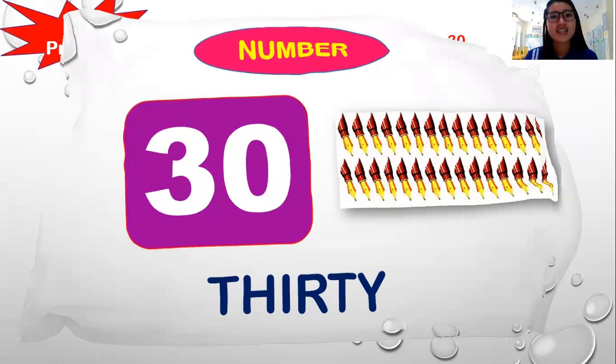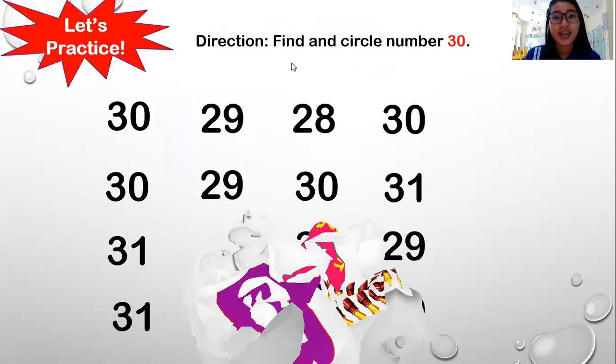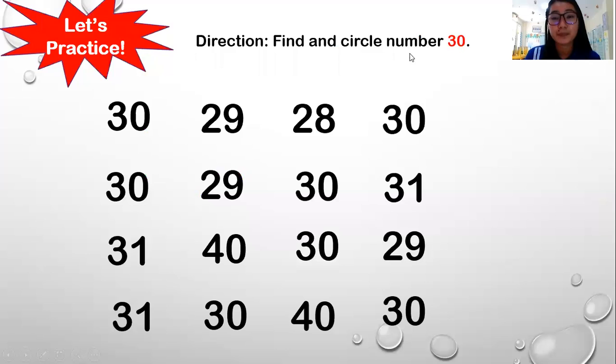Now kids, let's identify, okay? Let's find and circle number 30. Are you ready? So in each row, there are numbers and we need to encircle the number 30. Everybody, let's start with the first row. There are two 30s in this row. So 1, 2. Second row, there are two 30s also. So we'll circle 1, 2.